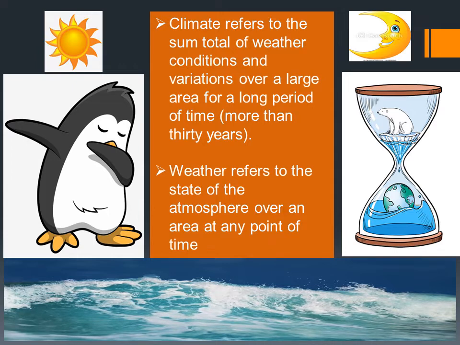Let us now differentiate between climate and weather. What is weather? Weather is the atmospheric condition of a particular place. It changes frequently, whereas climate is the average weather condition observed over a long period of time, and it is a long-term phenomenon. It does not change frequently.